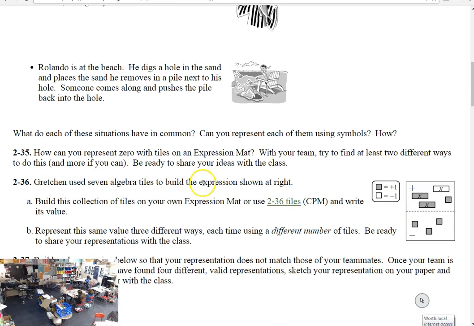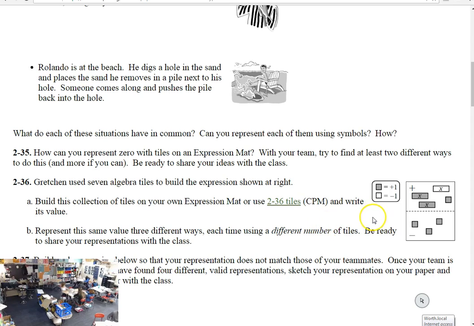Very good. So that would be a 0, right? If on our expression mats we see 2 of the same thing on opposite sides, that would cancel out to 0. So different things on the same side, we know that these cancel out to 0, right? A positive x and a negative x, they cancel out to 0.